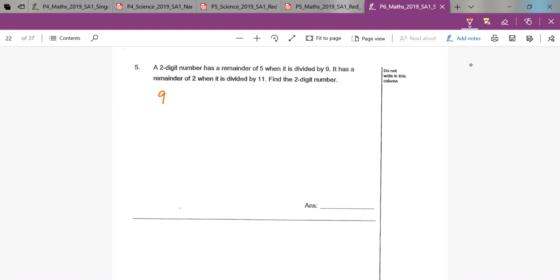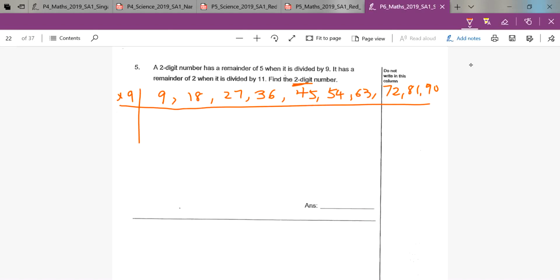So the multiples of 9 are 9, 18, 27, 36, 45, oh sorry, 54, 63, 72, 81 and 90, and we stop here because they are saying 2-digit number. Then you add 5, so this side is times 9, and this is plus 5, so you plus 5 to all of them.